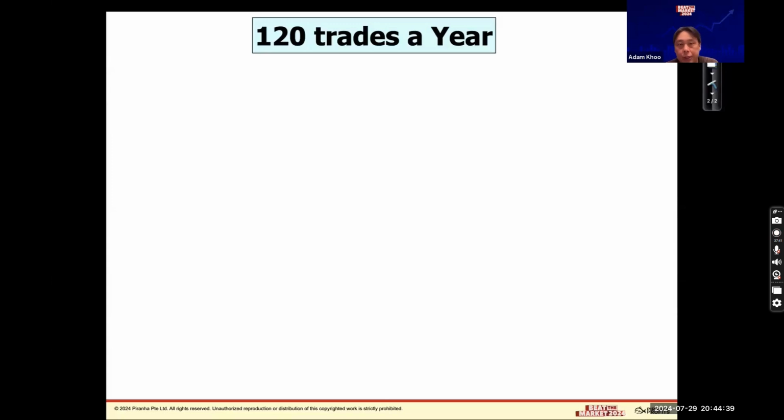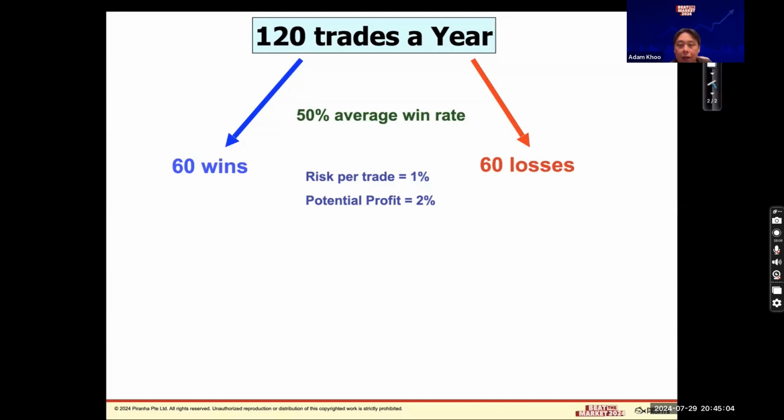that's 120 trades a year. And usually we do more than 10 a month. So this is just an example. And if you have a win rate of 50%, now, you should get more than 50% win rate if you take high probability trades. But let's say you're only right half the time. Which means that in 120 trades, you will have 60 wins and 60 losses.